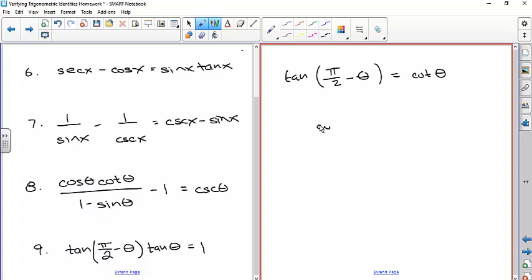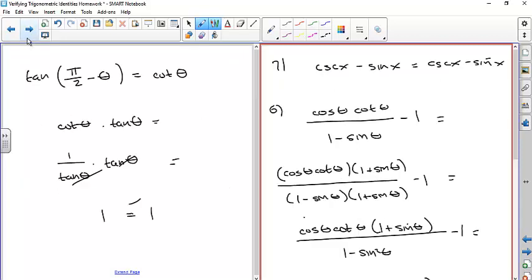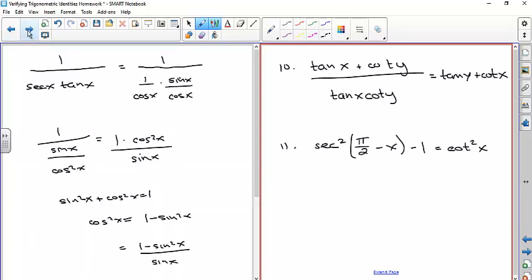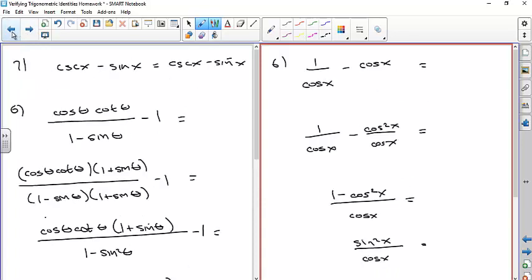So I can put that in, cotangent of theta, and I multiply that by the tangent of theta, which is the second term. The cotangent is 1 over the tangent times the tangent. Those cancel out. You're left with 1, which is equal to the right hand side. So that worked. Okay. So I think we're on 9.